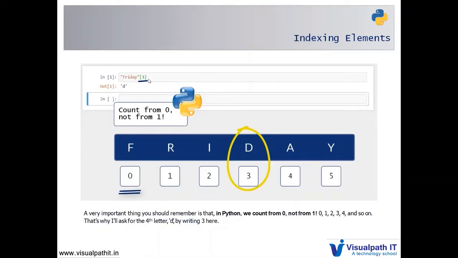Why do we put a value of 3? So in Python, in a string, the first letter will have the position of 0. The second letter will have a position of 1. So in this case, if you see, F has a position of 0, R has a position of 1, I has a position of 2, and D has a position of 3. So if you want to extract D, we need to specify the string with the position ID as 3 inside a square bracket.